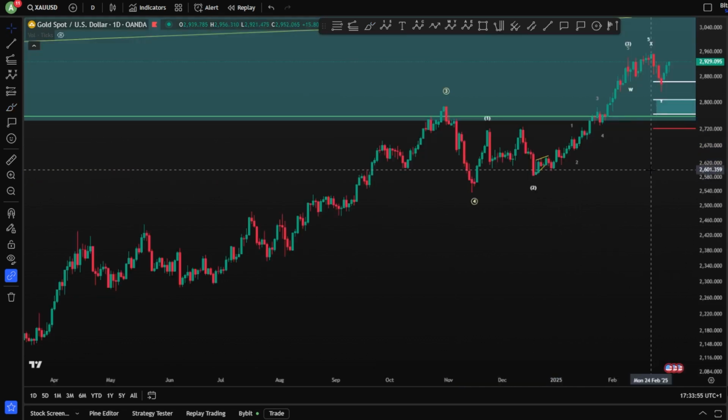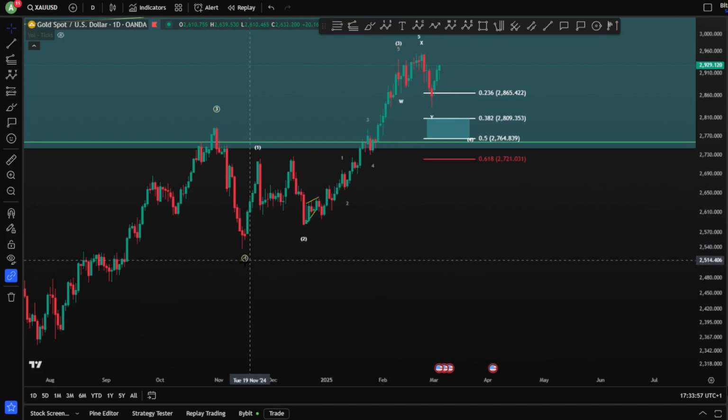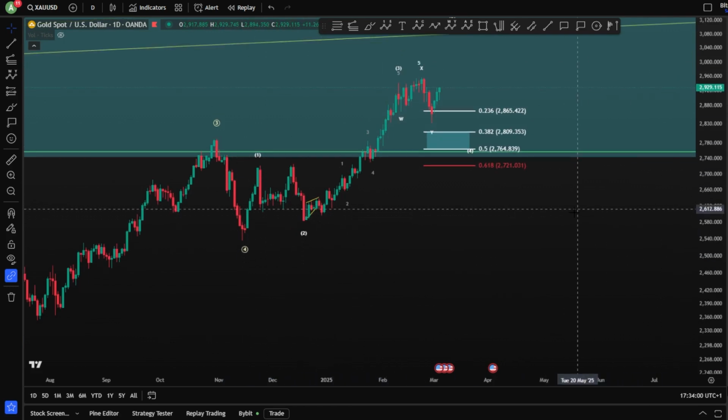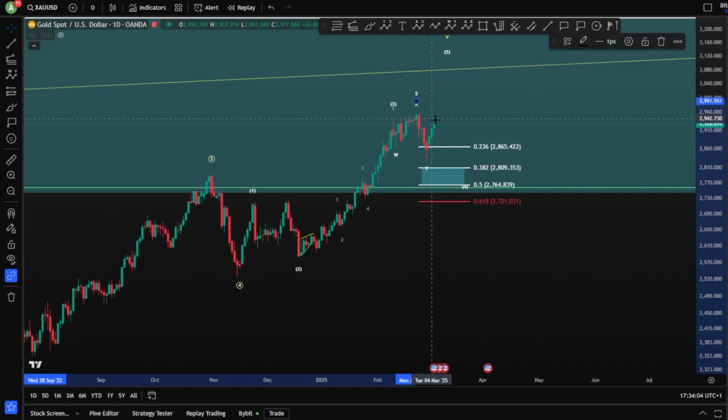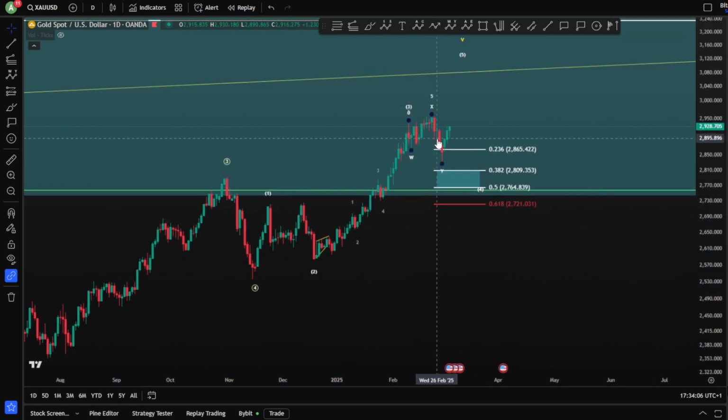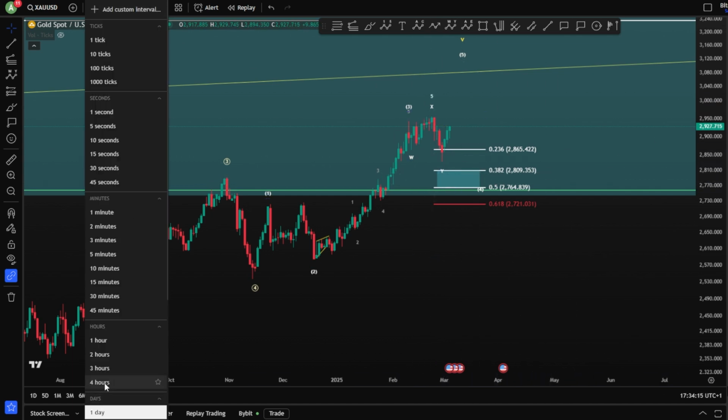If we dive deeper inside this wave, we can see that this 1, 2, 3, 4, and a 5 is not finished yet. As you can see, we are potentially moving toward the upside, but we have to look even closer if this is an impulse or not. Potentially, we were looking anyway for this target. I'm going to show you on the 4-hour chart.